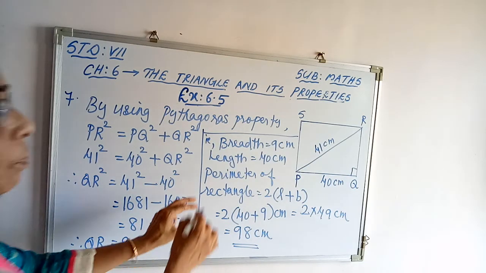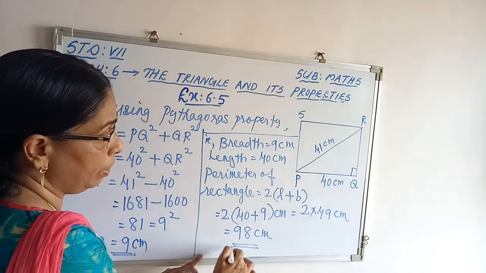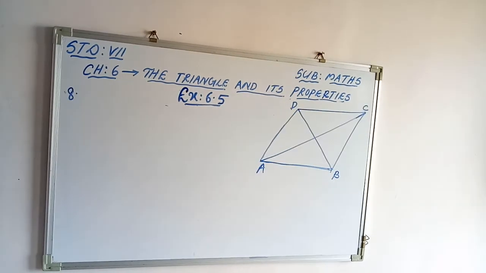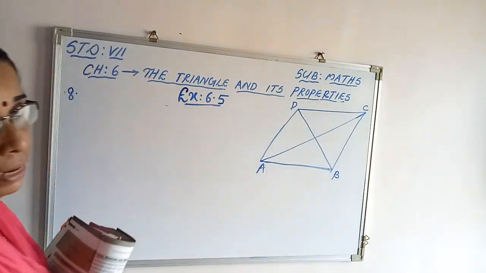So the final statement you will write, final answer: perimeter of the rectangle is equal to 98 centimeter. Is that clear? Now question 8. The diagonals of a rhombus measure 16 centimeter and 30 centimeter. Find its perimeter. So here I have drawn one rhombus ABCD.